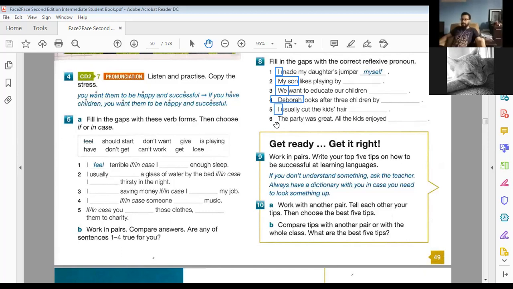Okay, let's do number 6 and then I'll take you back to the summary. The party was great. All the kids enjoyed themselves. Correct.